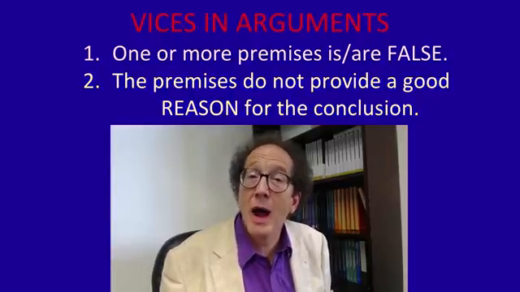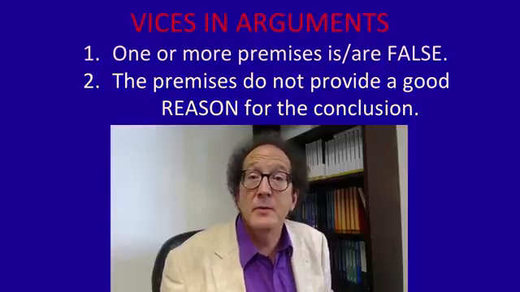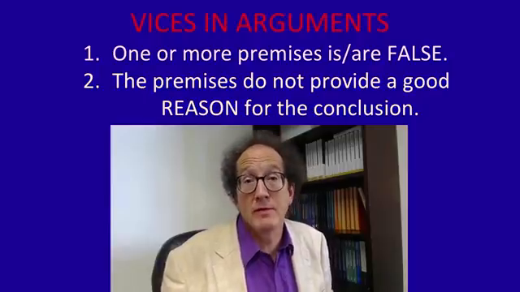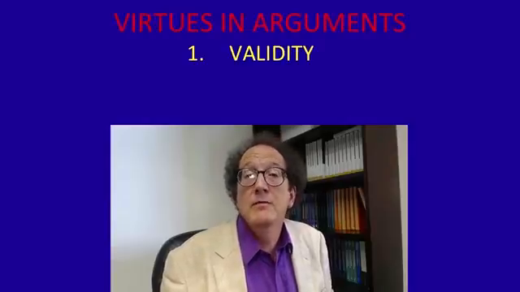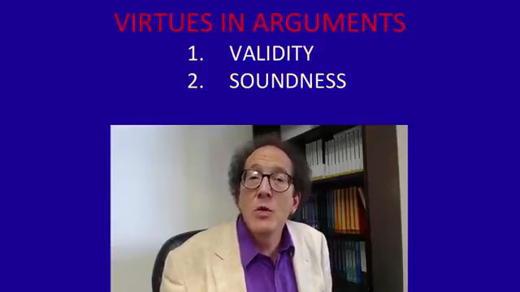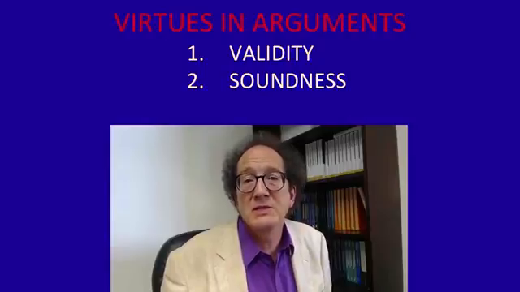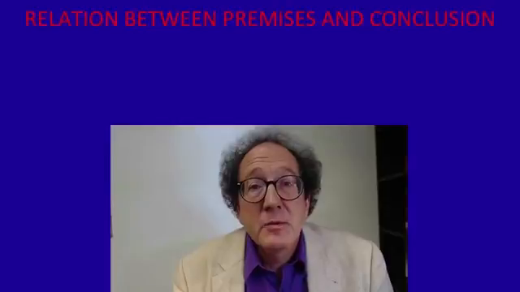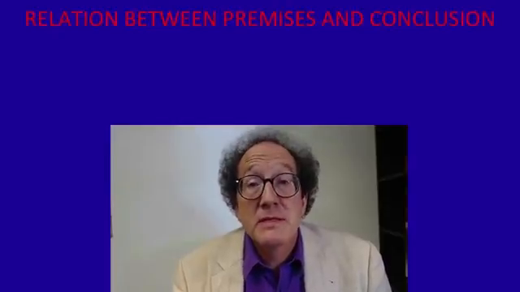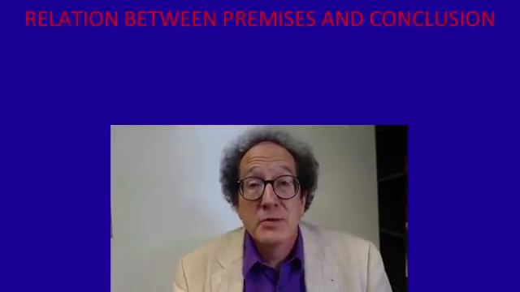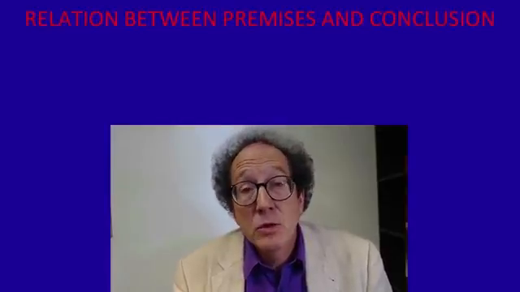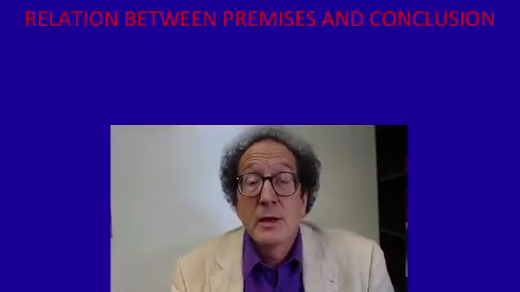Now, each of these problems is something that we need to avoid, and when we do avoid them, we get the corresponding virtues, namely validity and soundness. And those are the two notions that we want to discuss in this lecture and the next. Let's begin with the relation between the premises and the conclusion. What kind of relation between the premises and the conclusion is good for an argument, or makes an argument good?